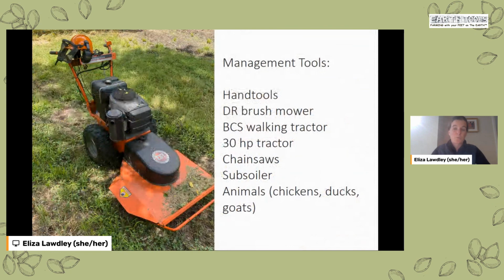And then management tools. So there's the design side, and then there's the implementation and management side. For us, we use a ton of hand tools. All of these sites have used hand tools, but on our own farm, we still use them a lot. We also really love our DR brush mower, which is this machine you see on the left. These machines can run over small saplings and really help clear an area for those berms and swales.